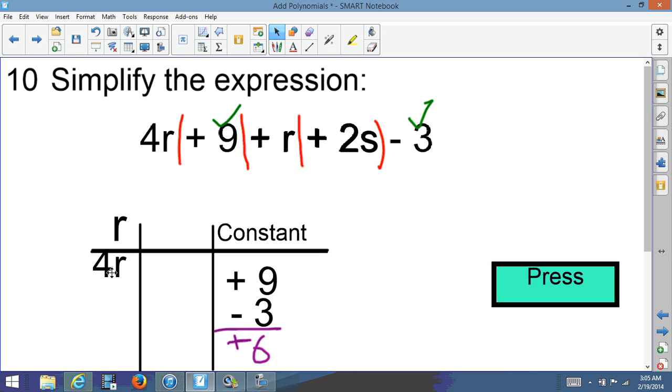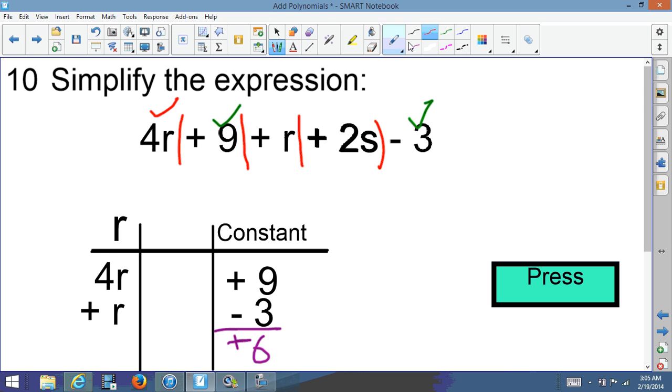So here I have a 4r, and I'll put that in that column, get my pen, and then check it off. Check. Any more r's? Here's a plus r, positive r. I'll check that off. Check. Are there any more r's? I have a 2s there, and everything else is checked off except that 2s. So let's start adding that up.